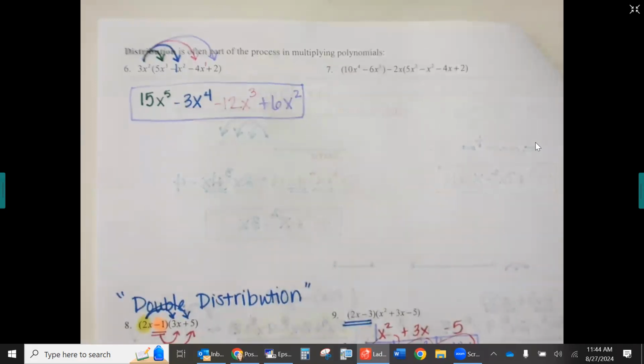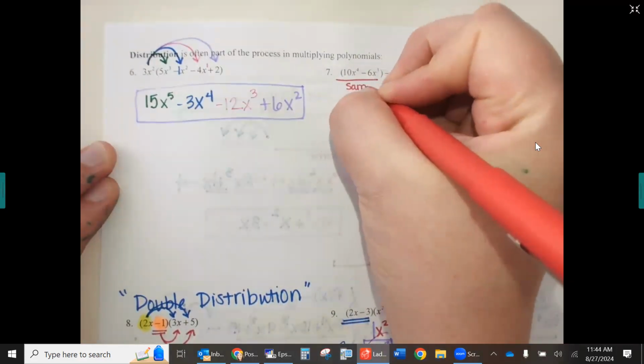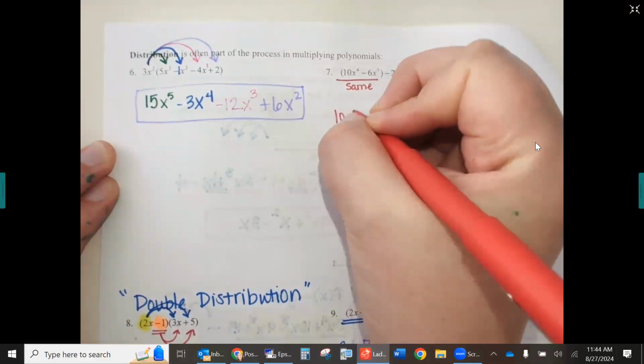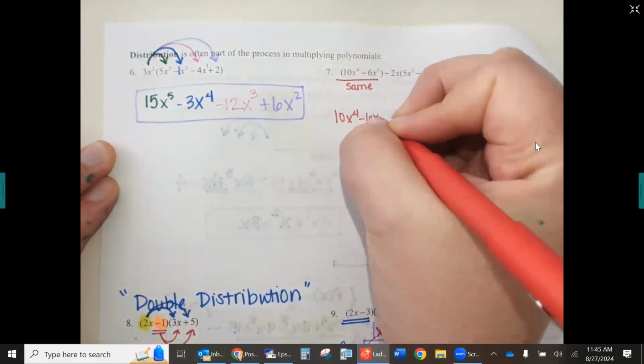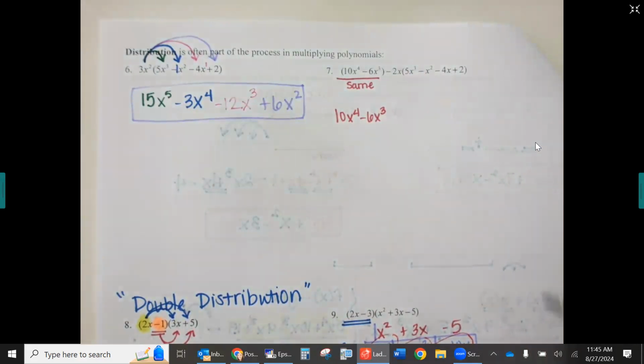Okay. So my front one, I'm gonna keep exactly the same. Why am I keeping it the same? Because there's nothing in front. 10x^4 minus 6x^3. But then as soon as I see something to distribute, I have to do it. So I'm going to circle the negative 2x in the front, and I'm going to times that in.